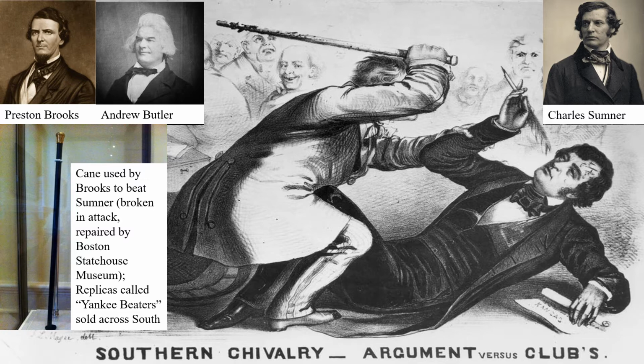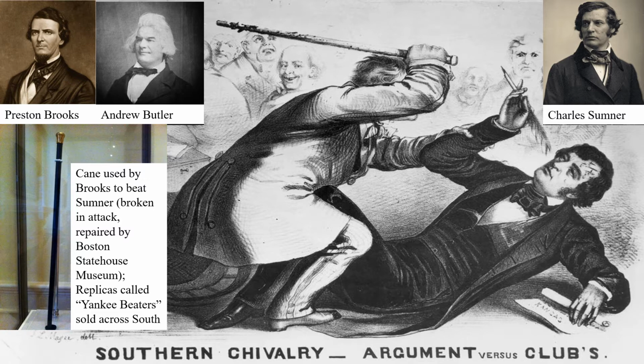Violence over slavery was not confined to the Kansas Territory or the streets of Boston during Pierce's term, though. On the floor of the Senate chamber, Preston Brooks, a Democratic congressman from South Carolina, attacked Charles Sumner, a Free Soil/Republican senator from Massachusetts. Sumner had delivered a speech excoriating pro-slavery politicians like Andrew Butler, the Democratic senator from South Carolina.